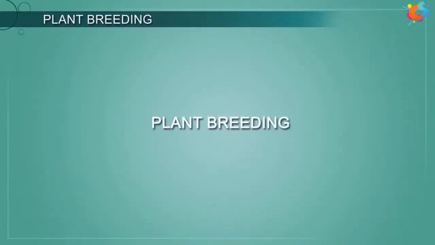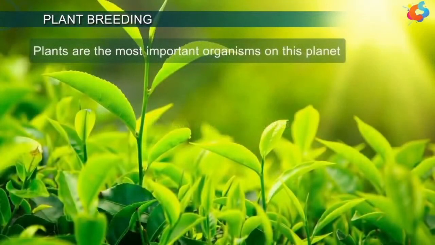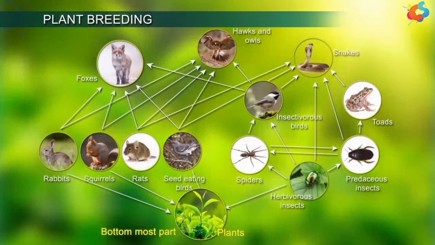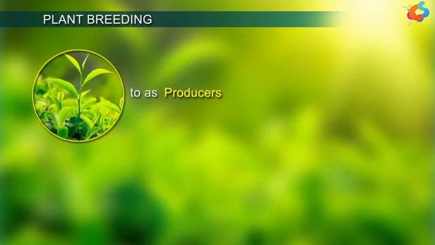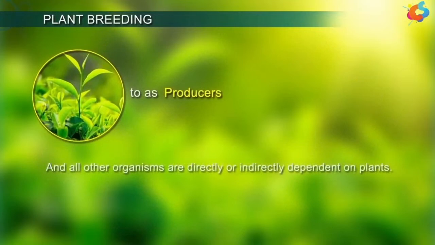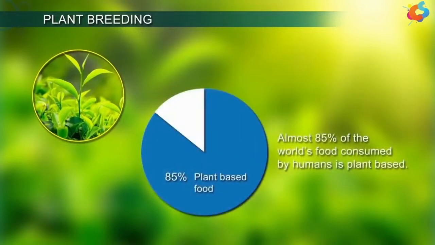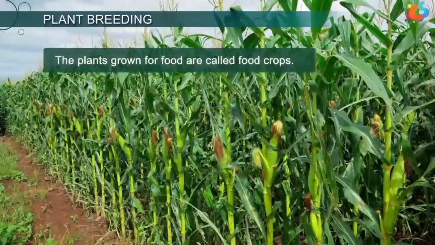Plant breeding. Plants are the most important organisms on this planet. They occupy the bottommost part of the food chain. They are often referred to as producers, and all other organisms are directly or indirectly dependent on plants. Almost 85% of the world's food consumed by humans is plant-based. The plants grown for food are called food crops.